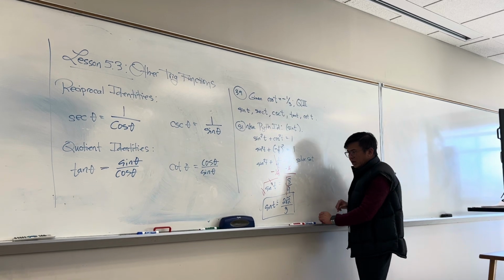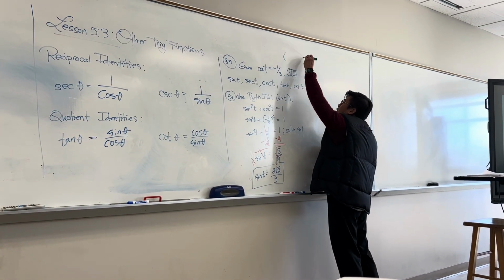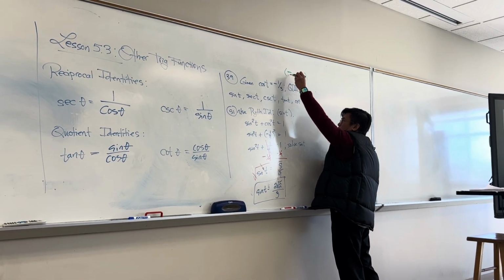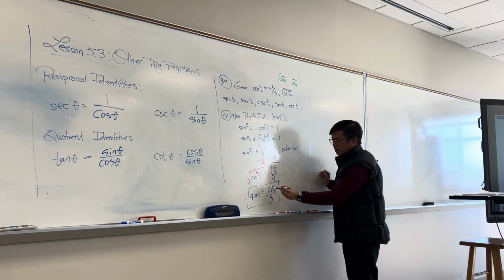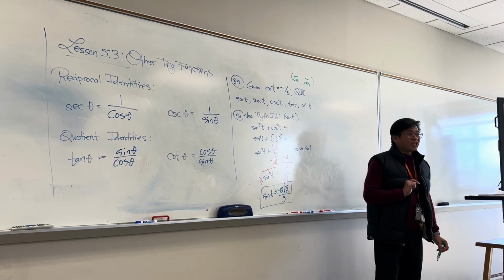Now, quadrant 3. In quadrant 3, what signs are we talking about for sine and cosine? Negative. Both are negatives. Very good. So negative for cosine, also negative for sine. That means I'm going to put a negative sign here. Are we good? Yes.